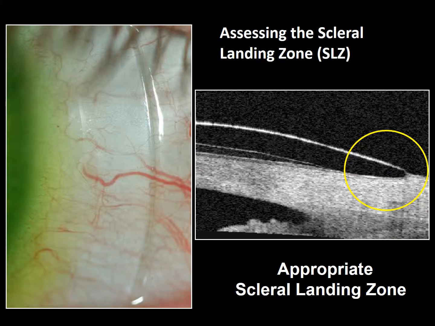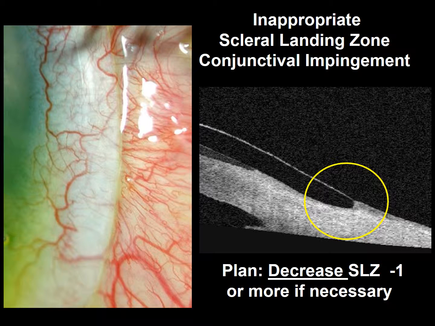The next step is to assess the scleral landing zone, or SLZ. The lens should land smoothly on the conjunctiva, creating no pinching or blanching of blood vessels. If there is inappropriate scleral landing zone, you will see conjunctival impingement, and this will look something like the image on the left if it's quite severe. You can see redness in the blood vessels and bunching of the conjunctiva. You can also assess this very well with an OCT, and it will show the edge of the lens digging into the conjunctiva. If you see this, decrease the scleral landing zone by -1 steps or more if necessary.